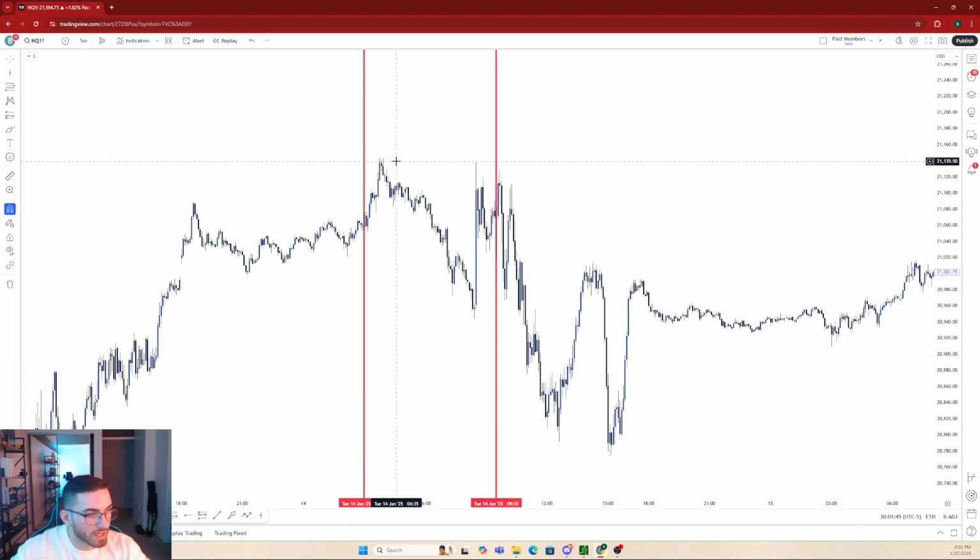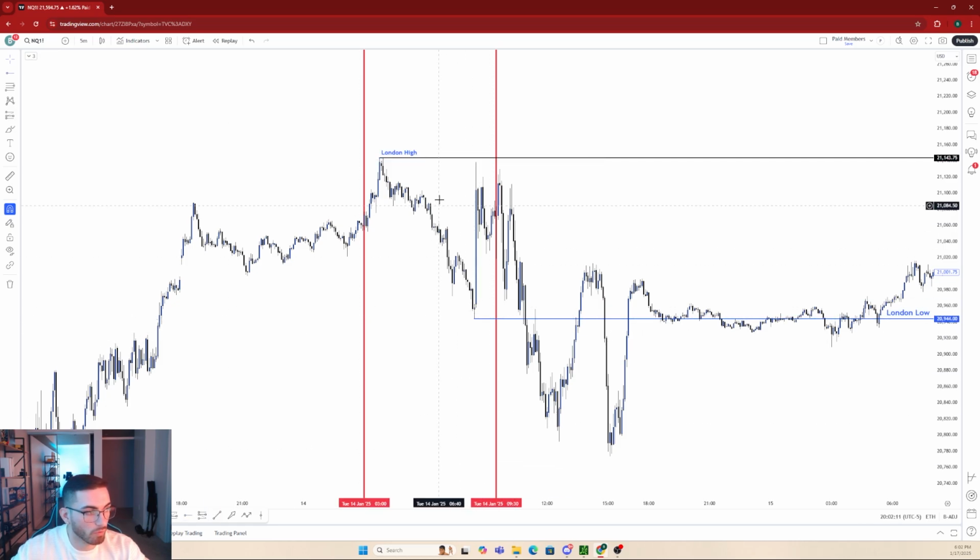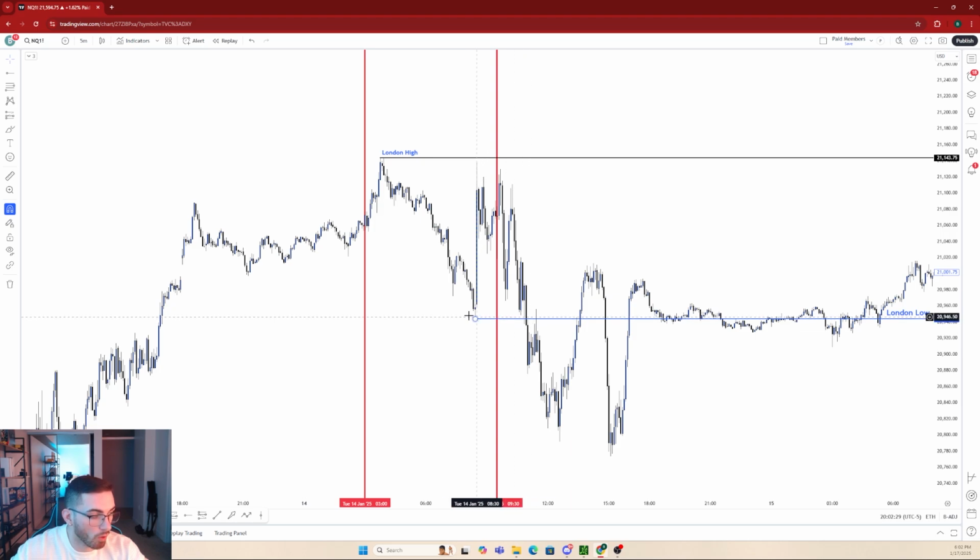Now, within this range, we want to identify where is the highest point of price action and where is the lowest point of price action. And we simply want to mark the high, and then we simply want to mark the low. So here's our London high, here's our London low. Now, there are a few different ways that we can trade based off of these levels. The first one is a basic reject of London high or a basic bounce off of London low.